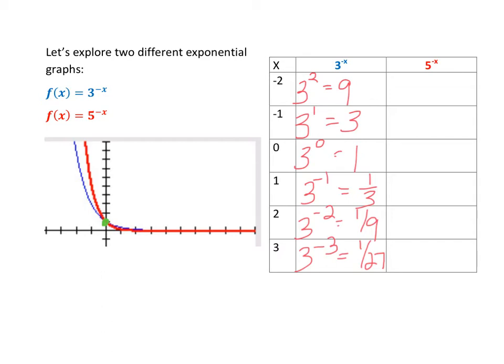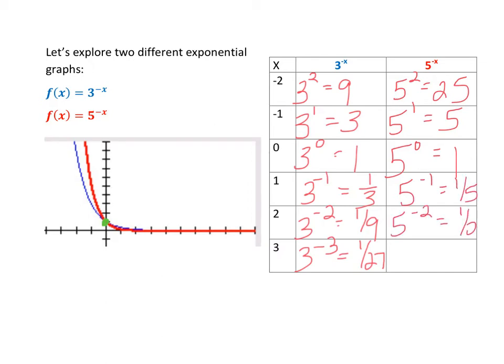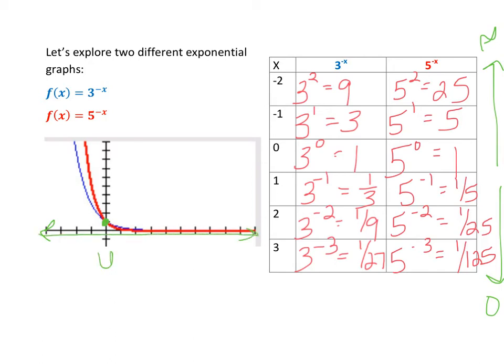For 5 to the -x, I'm going to have 5 squared, which is 25, then 5, then 5 to the 0 is 1. Now 5 to the -1 is 1/5, 5 to the -2 is 1/25, and 5 to the -3 is 1/125. Same thing going on here. This is going to 0, while this is increasing very fast to infinity. So even with my negative exponent, I still have a horizontal asymptote at y = 0.